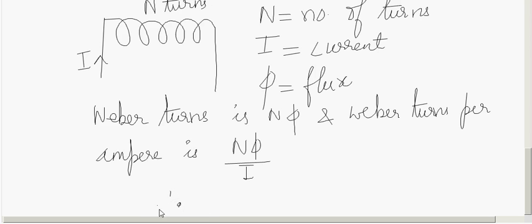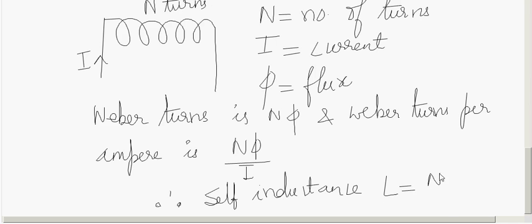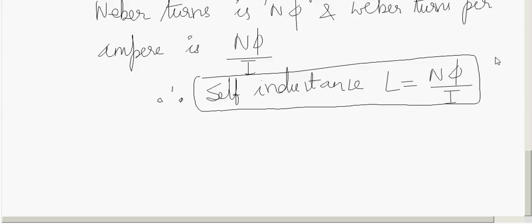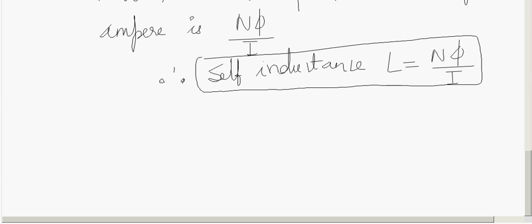Therefore, by definition, self-inductance L is N phi by I. We'll remember this equation because we need it for some problems. L is N phi by I. Now, what is the unit of inductance? The unit of inductance is Henry. I'll tell you how to define this Henry. Now, this is one equation for self-inductance. We can have other equations also to calculate L.